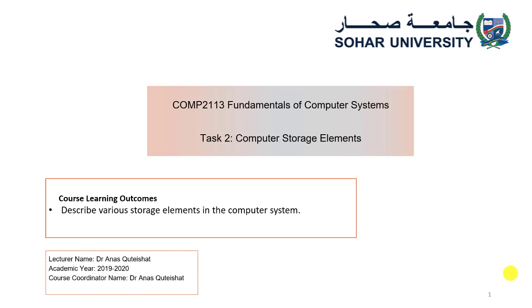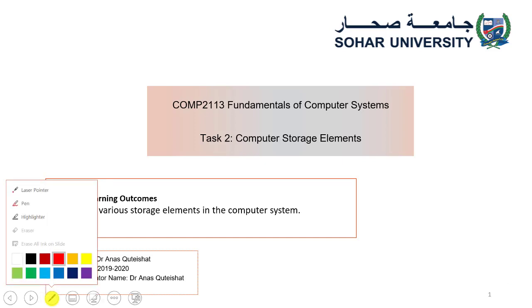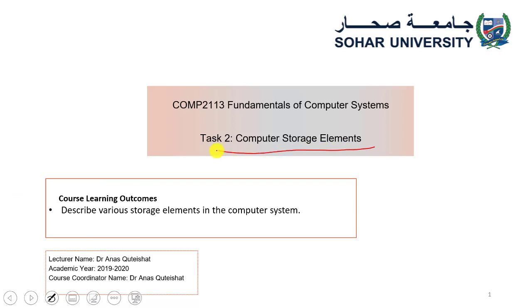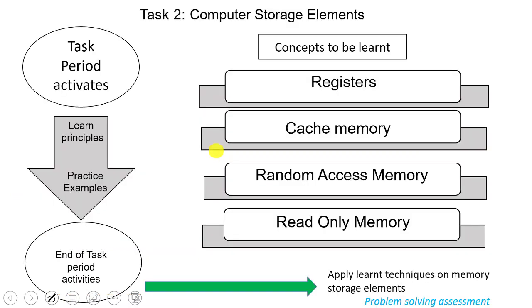So the task again once more, it is the computer storage elements. How the task goes, we are going first to discuss the registers. What are the registers? What type of registers we have? Then cache memory. We heard about cache memory. What is cache memory? And why do we need cache memory? Then random access memory, which is RAM. You all know RAM. And read-only memory, which is ROM. So we are going to discuss all of these in this task.